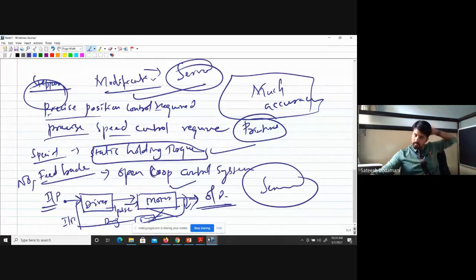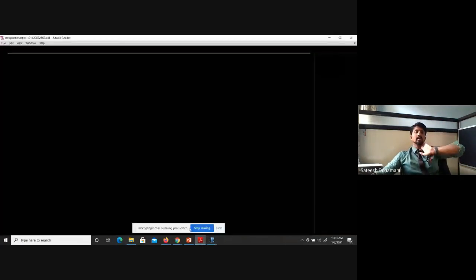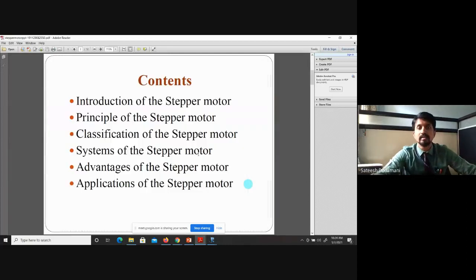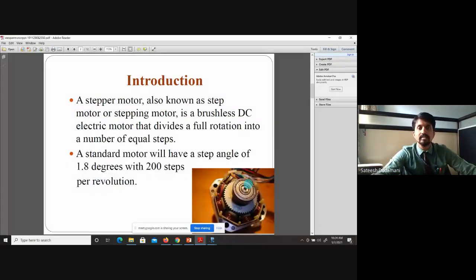Now let me show you some diagrams as well as PPTs here. A stepper motor, also known as a step motor or stepping motor, is a brushless DC electric motor that divides a full rotation into a number of equal steps. That is what it is called, step motor. A standard motor will have a step angle of 1.8 degrees with 200 steps per revolution.